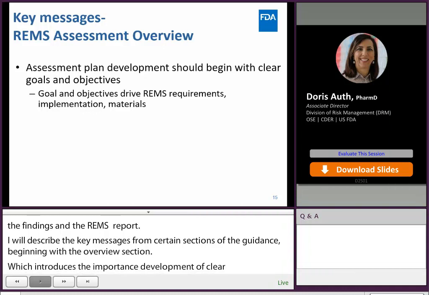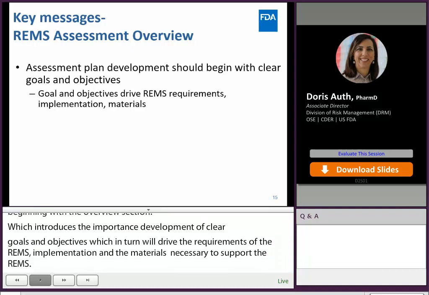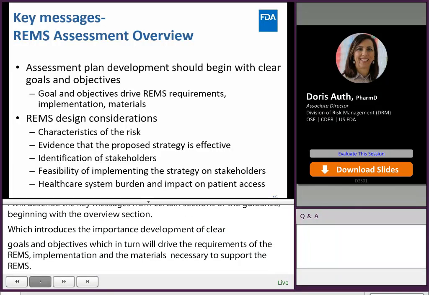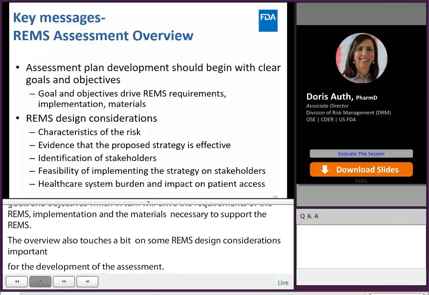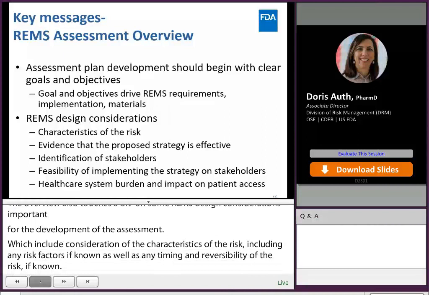The overview also touches a bit on some REMS design considerations important for the development of the REMS assessment, which include consideration of the characteristics of the risk, including any risk factors if known, as well as any timing and reversibility of the risk if known. Also, any available evidence that the proposed strategy is effective, for example, experience with REMS for similar risks. The identification of potential stakeholders and the feasibility of implementing the REMS on these stakeholders.